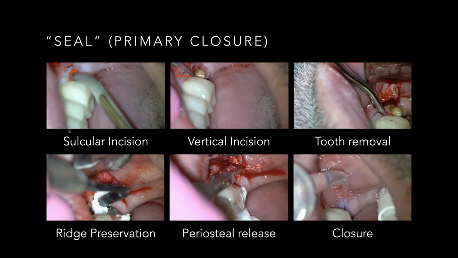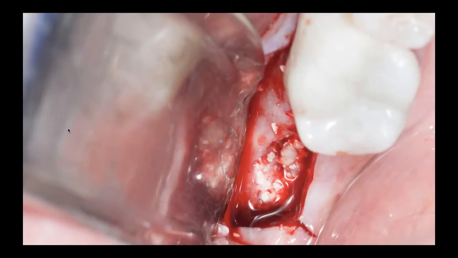So the idea of periosteal release is using a blade or a scissor to cut kind of the carpet under that stretchy tissue, make an incision through it so that we can take advantage of those elastic fibers and pull the tissue over.